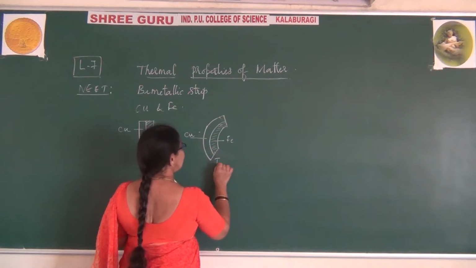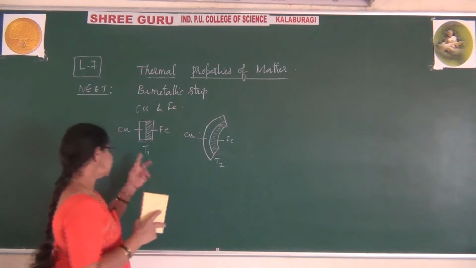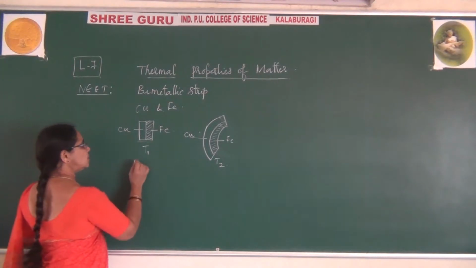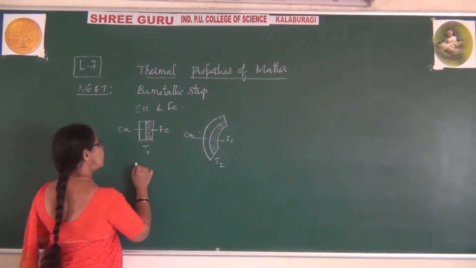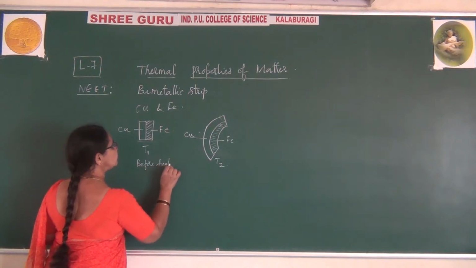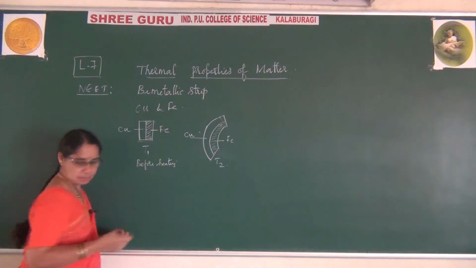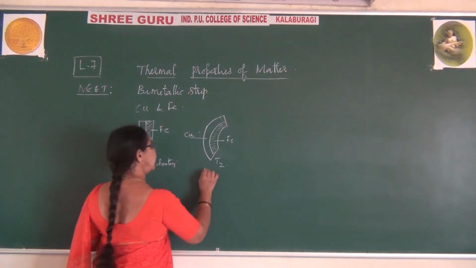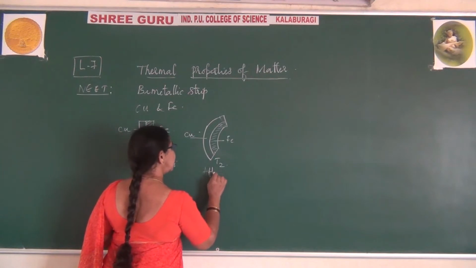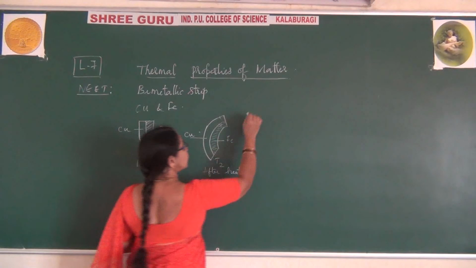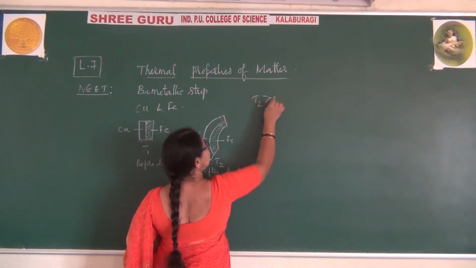I am giving temperature T. So this is temperature T1, this is temperature T2. This is called before heating. Before heating. Look at this. This is after heating. What do I want to say here? I want to say T2 is greater than T1.